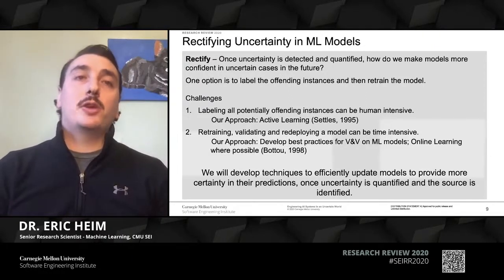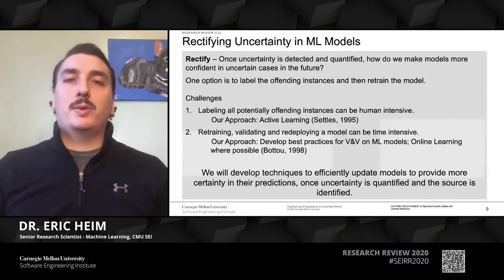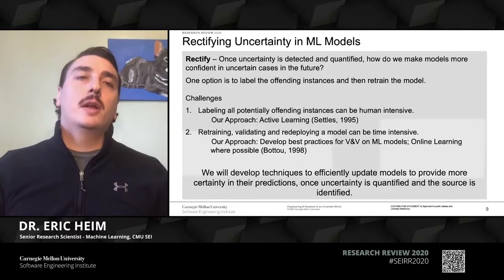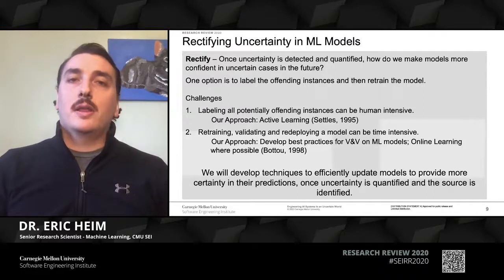Now, one option is to just simply take all the offending, or the really low confidence, cases in the deployment environment and have a human sit there and label them correctly. So if we now have these snowy scenes, we have a bunch of labels associated with them that are given by domain experts, and then we retrain our model.